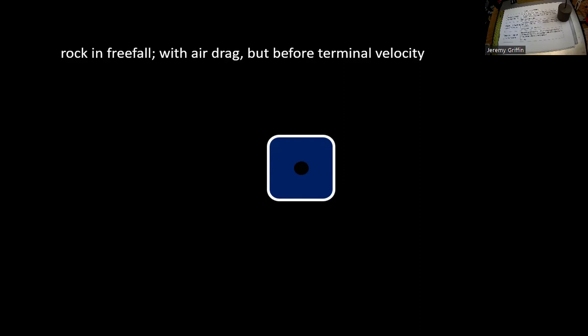So maybe there's a weight acting down, and a drag force acting up, but see how I have the drag force as less than the weight, a smaller magnitude. There's still a net force on this rock. It's just not its full weight. And the fact that there's a net force means there's still an acceleration, but it's not full.